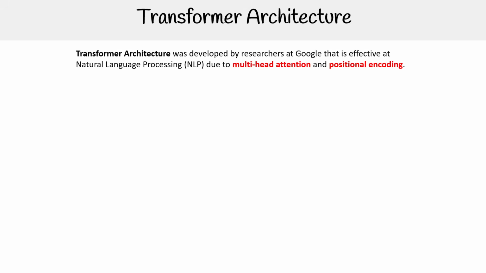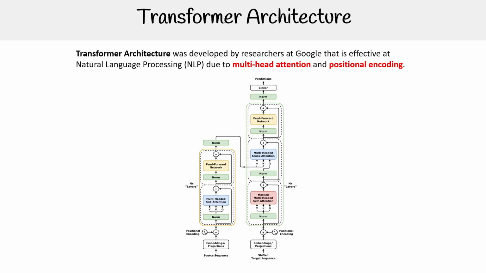The transformer architecture was developed by researchers at Google and is effective at natural language processing due to multi-head attention and positional encoding. And here is that architecture. It comes from that white paper, Attention Is All You Need, because that is the special mechanism that it is utilizing to pull off the feats that it is doing.